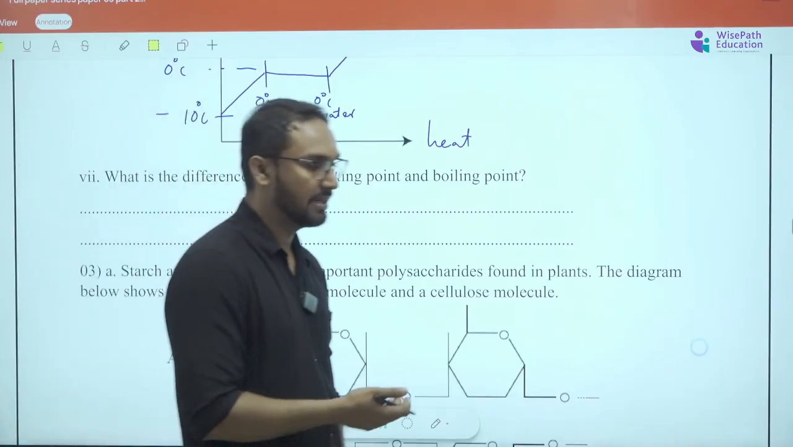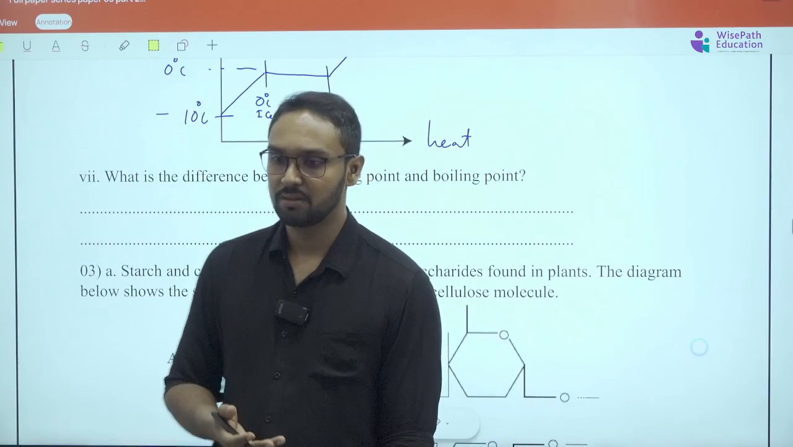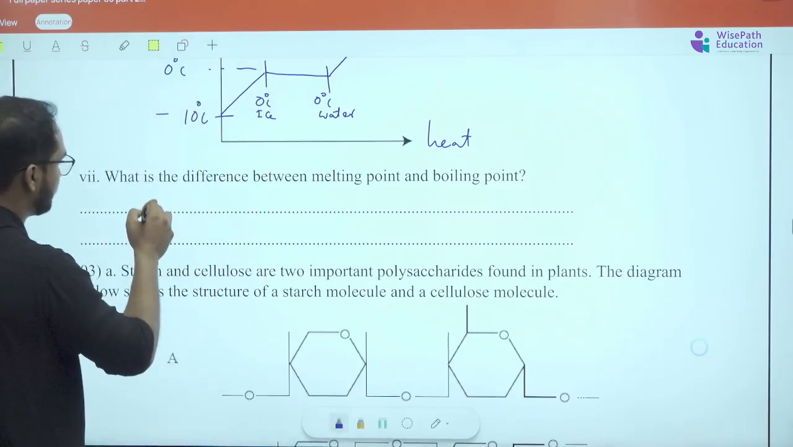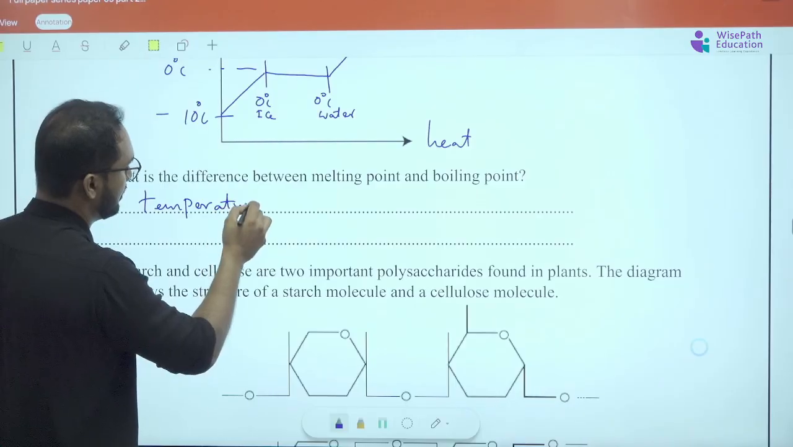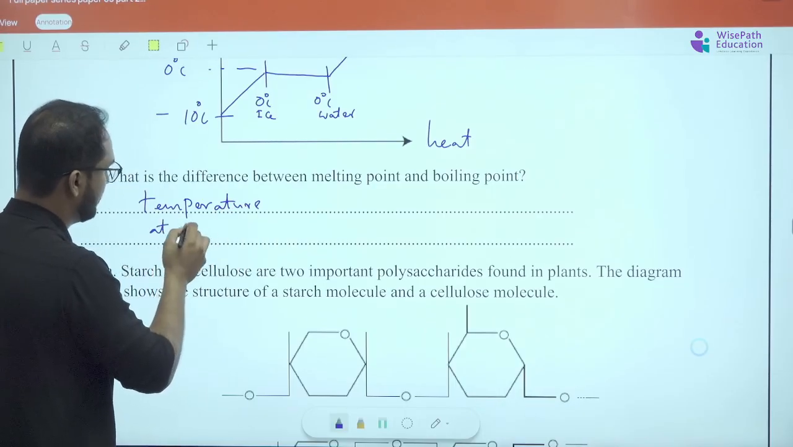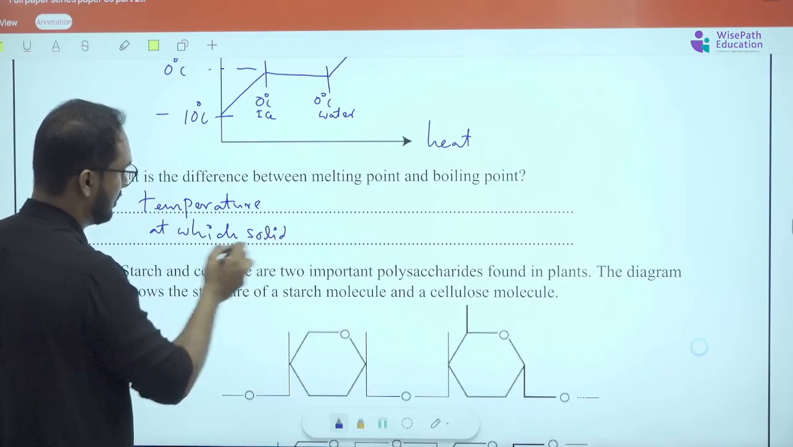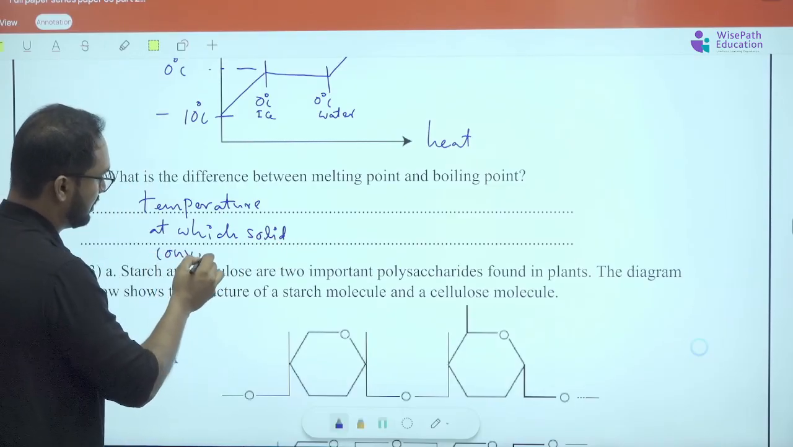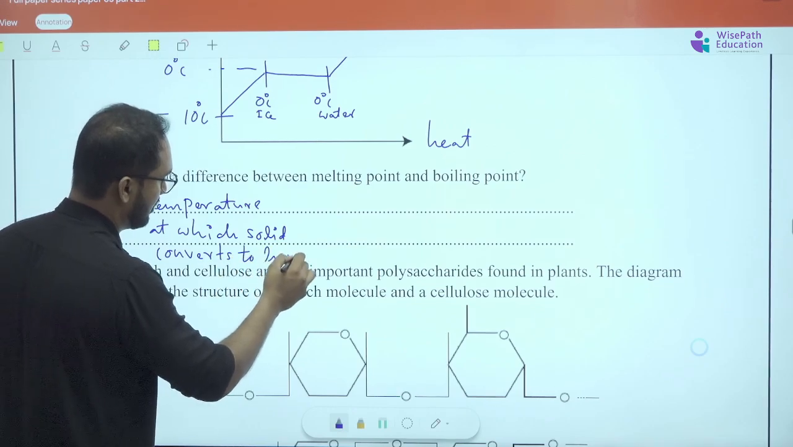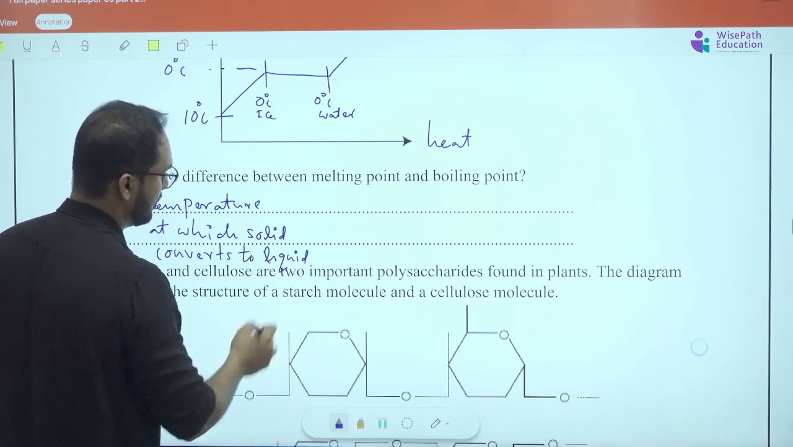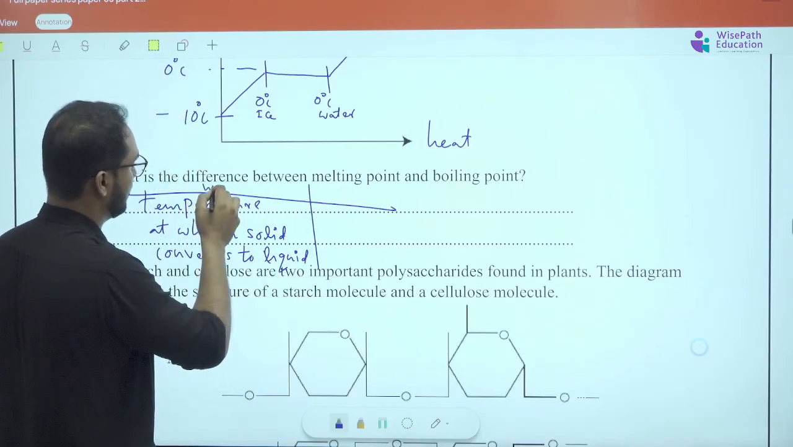What is the definition of the melting point? The temperature at which the solid converts into liquid, right? Temperature at which solid converts to liquid, right? Solid converts to liquid is the melting.